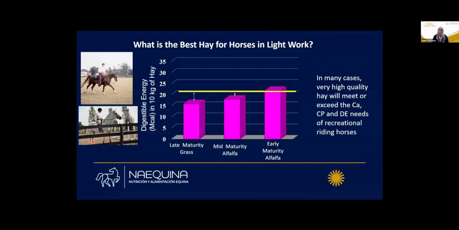For calories, keep in mind that these horses have reasonably low calorie requirements, or energy requirements, if you want to look at it that way. The grass hay actually gets reasonably close to that. So does the mid-maturity alfalfa. The early maturity alfalfa probably meets it or potentially will exceed it slightly. So in many cases, if we're feeding very high quality hay to horses that are recreational riding horses, the hay alone can be very close to meeting their requirements, and the amount of concentrate that could actually be needed might be very small.